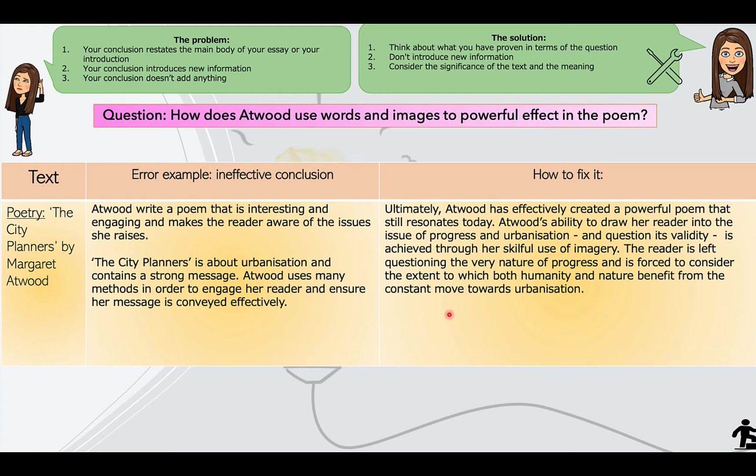"The reader is left questioning the very nature of progress and is forced to consider the extent to which both humanity and nature benefit from the constant move towards urbanisation."